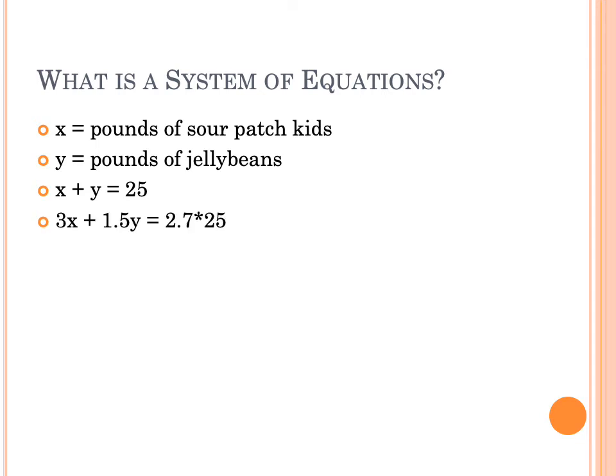The second equation has a little more to it, but this goes to the cost per pound. We were told that the Sour Patch Kids cost $3 per pound, and the jelly beans cost $1.50 per pound. If you multiply those by the pounds we bought, that's how much you paid. And we were told it averaged $2.70 per pound for those 25 pounds. The trick here is that with 2.7 times 25, it'd be really easy to forget the 25 or the 2.7. You really have to take all the information we're given to create this equation. But those are the two equations.